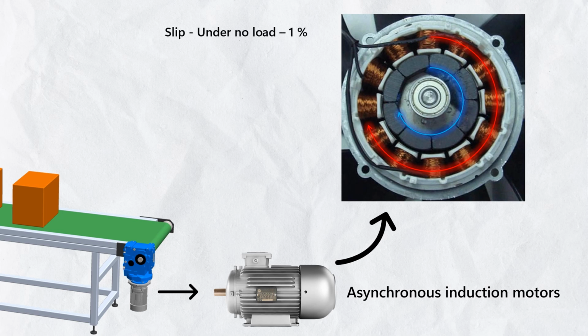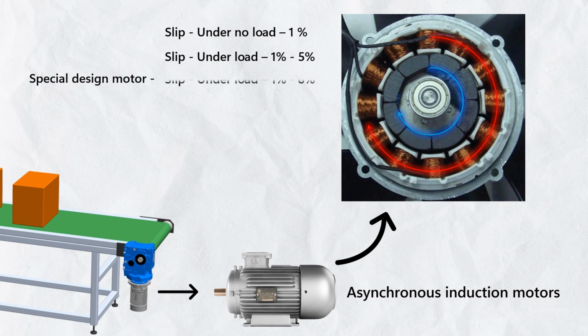Under no load condition, this slip is typically about 1%. However, when we apply a load, the slip increases. For a standard motor, this slip should not exceed 5%, as higher slip can cause overheating and reduce the motor lifespan. Some special design motors allow slip up to 8%, but for most standard motors, staying between 1% to 5% range is crucial.